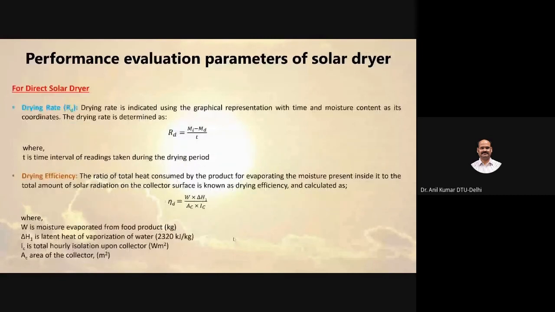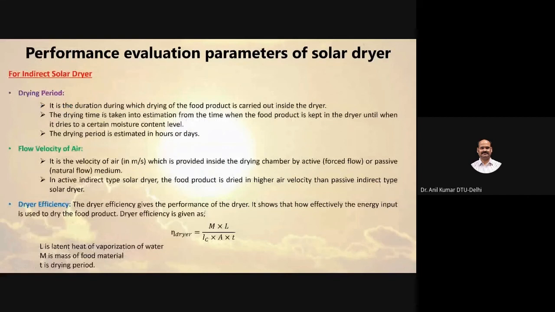So this is the drying rate. The drying rate is the graphical representation of time against moisture content at each coordinate. Whatever moisture is removed during the time t is the drying rate, and our aim is to enhance this value as much as possible, but we have some limitations also. Drying efficiency is the total moisture evaporated relative to the solar radiation falling on the surface area. These are a few fundamental things we need to calculate for evaluating the performance of any solar drying system.